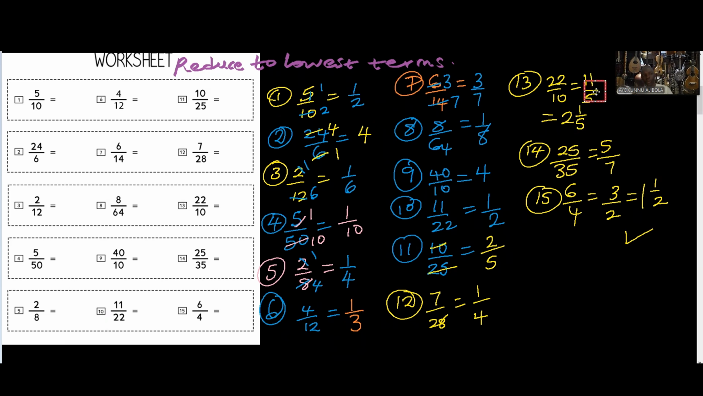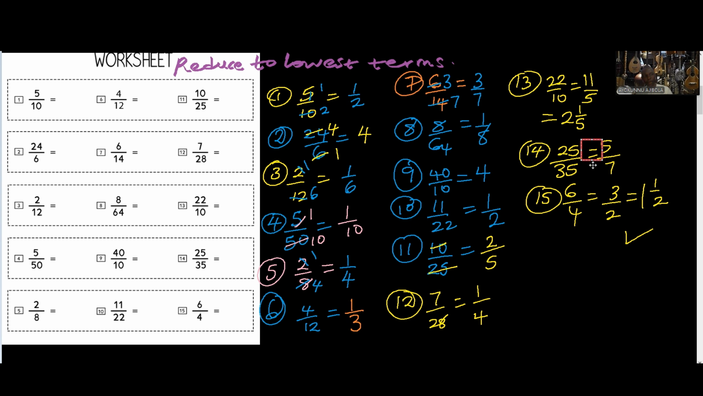But this is an improper fraction. So we just have to say how many times can 5 go in 11. That'll be 2 times, which is 10. Then remainder 1 over 5. Is that clear? And this number 14, we factor out the 5. 5 is the one who can divide them. So 5 into 25, that's 5. 5 into 35, that's 7. So that's 5 over 7.